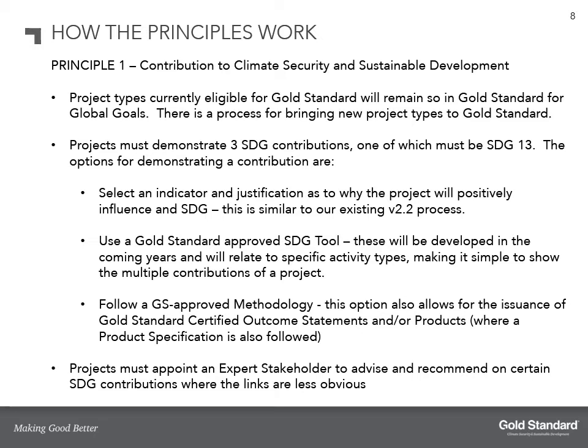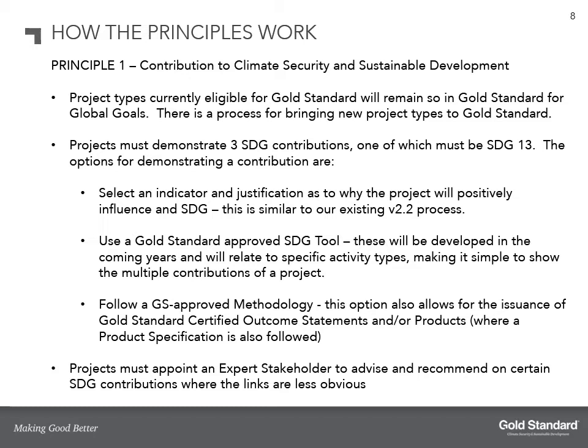Then all projects must demonstrate 3 SDG contributions, and they do this with one of 3 pathway options. So it's a minimum of 3, remember, as many as you like, but a minimum of 3. And the 3 options for demonstrating that contribution, the first is the base or default option, and is similar to what you'll be familiar with from version 2.2. And here the developer is required to select an indicator and justify how that indicator is a reasonable proxy for a positive influence on an SDG.